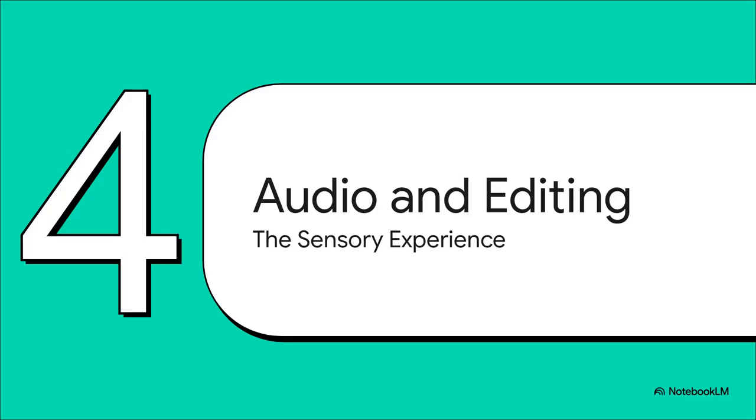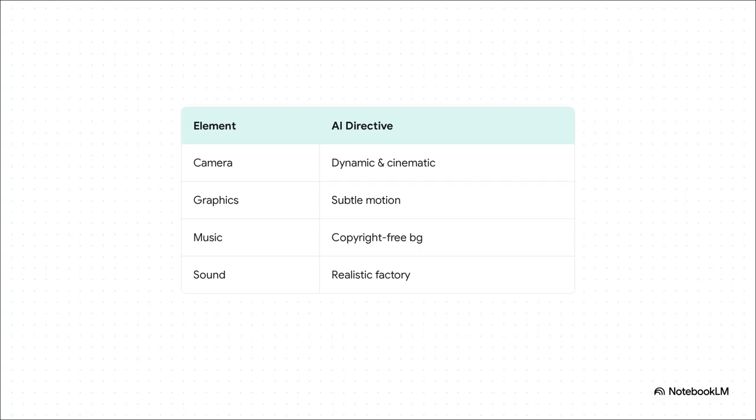Let's slide into Section 4, Audio and Editing, this sensory experience. So here, the prompt essentially micromanages the editing suite to build out a complete sensory atmosphere. It's requiring dynamic camera movements and cinematic lighting, paired up with SEO-friendly graphics and text overlays. But the real magic? That's in the audio design.